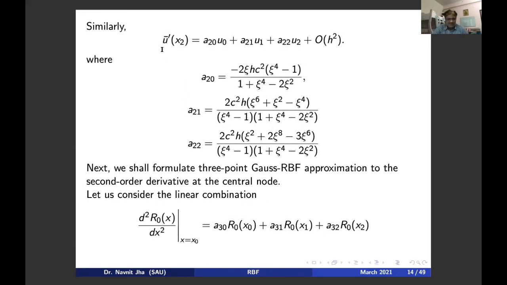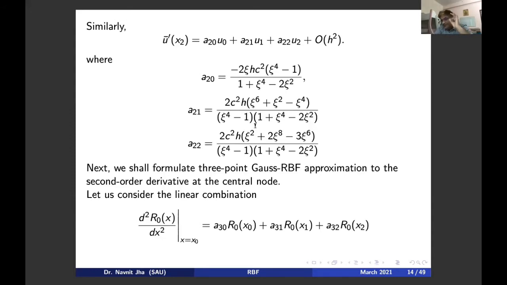Next, on the same line, I am going to calculate the approximation at the point x2, and you will find it is basically a20 u0 plus a21 u1 plus a22 u2, and the values of these weight coefficients are coming out to be like this. So far I have calculated the approximation of the first derivative. Although at this point I required approximation at x naught only, keep these two approximations at x1 and x2 for the record.